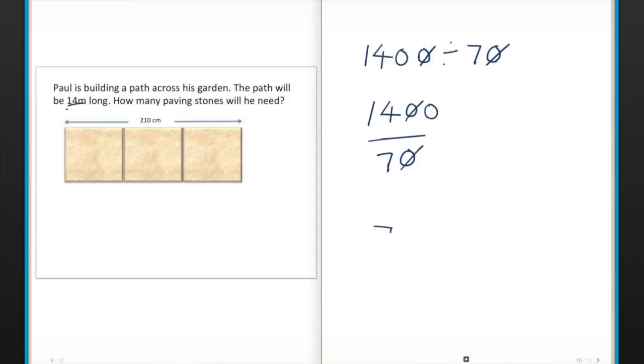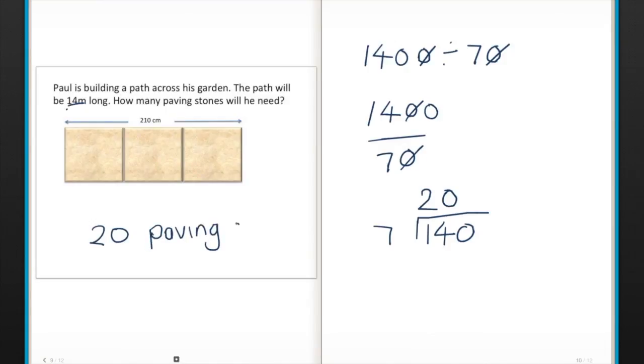So let's write it out as a normal division sum. How many 7s in 1? Won't go. How many 7s in 14? 2. How many 7s in nothing? None. And the answer is 20. I will need 20 paving stones. Underline the answer.